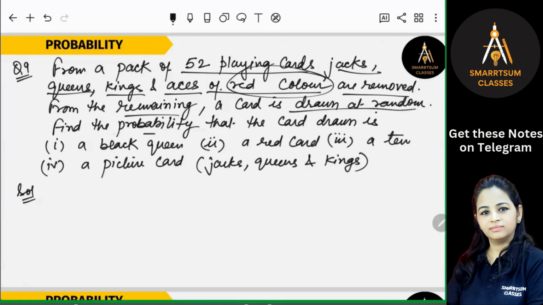Now you have to find the probability that the card drawn is a black queen, a red card, a 10, a picture card. Picture card means either a jack, queen, or king, right? So you have to find the probability of these events to happen when some cards are removed from this 52 playing cards, right? I hope you have understood the question. Yes or no?